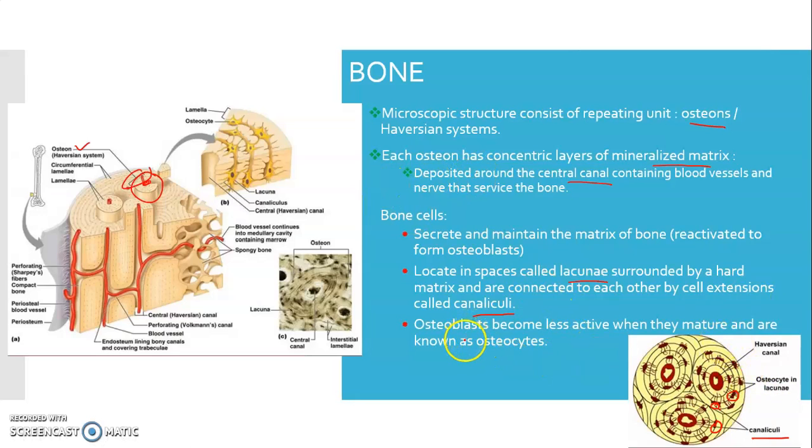The osteoblasts become less active when they become mature and are then known as osteocytes. So that means if the bone needs to form a new bone or a new structure of the bones, it needs to become an osteoblast. Once it becomes mature, it will become an osteocyte. Both are located in the lacuna.